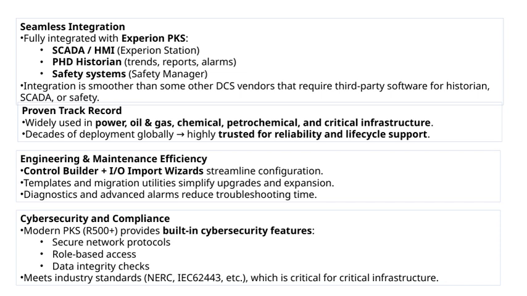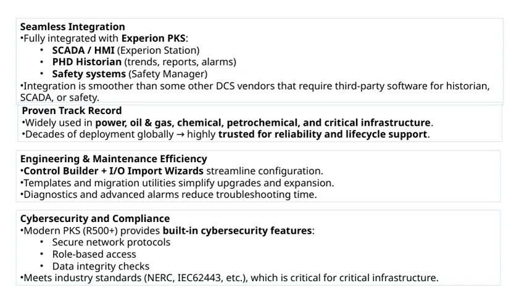Finally, cybersecurity and compliance are top priorities. Our modern PKS systems, like R500+, come with built-in cybersecurity features such as secure network protocols, role-based access controls, and data integrity checks. These features help protect your critical infrastructure. We also ensure compliance with industry standards like NERC and IEC 62443, which is essential for maintaining security and reliability in critical environments. Altogether, this integrated, proven, efficient, and secure approach helps ensure your operations are reliable, scalable, and protected against evolving cyber threats.